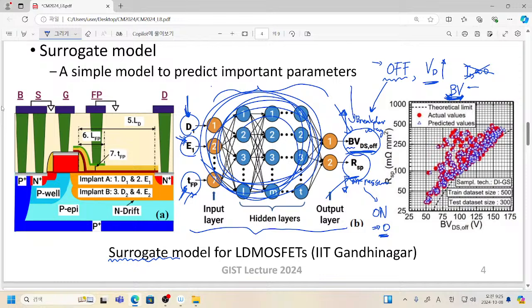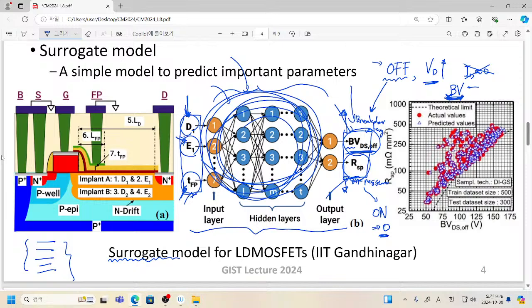But in order to generate this, we have to prepare a lot of TCAD data obtained for this device template. For example, if you have 500 TCAD simulation results or 1000 TCAD simulation results, then you will have a vector of your input parameters and a vector of your breakdown voltage and on-resistance, and your neural network can learn this model quite efficiently.